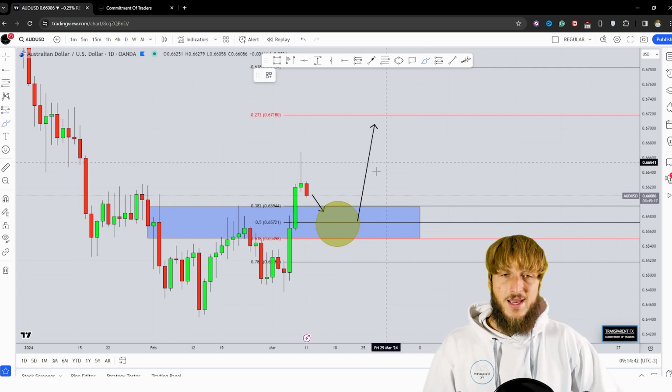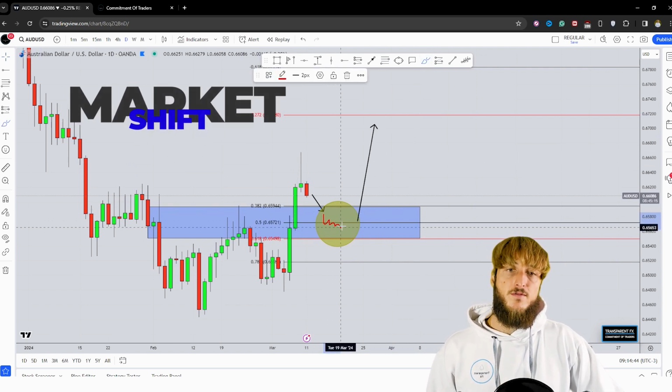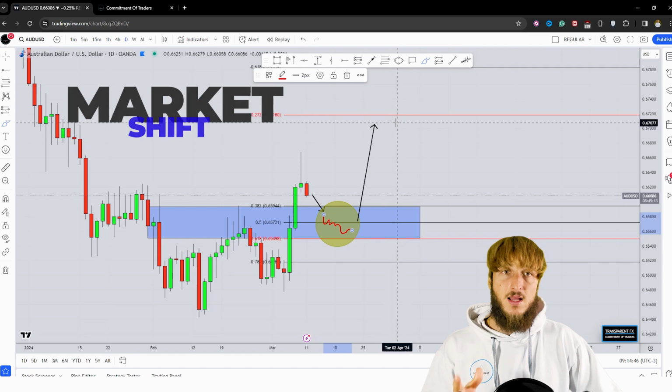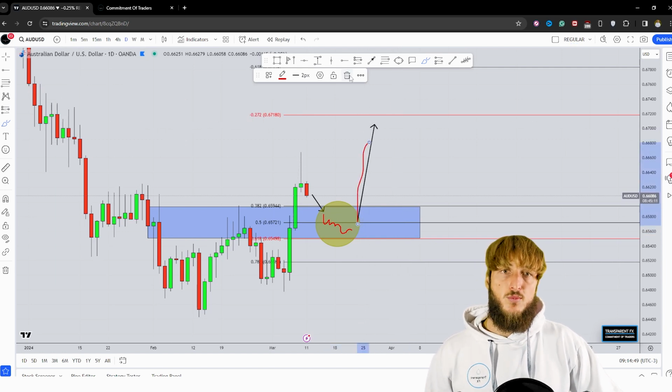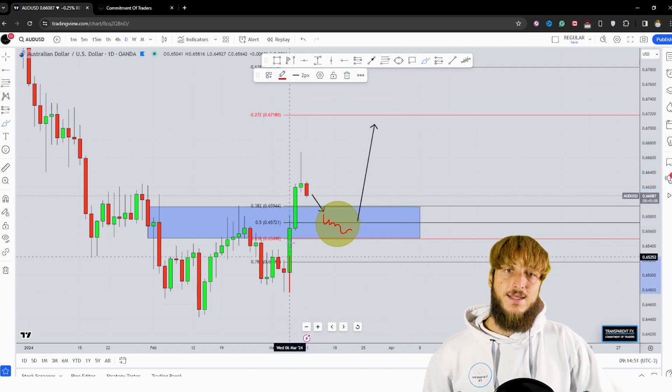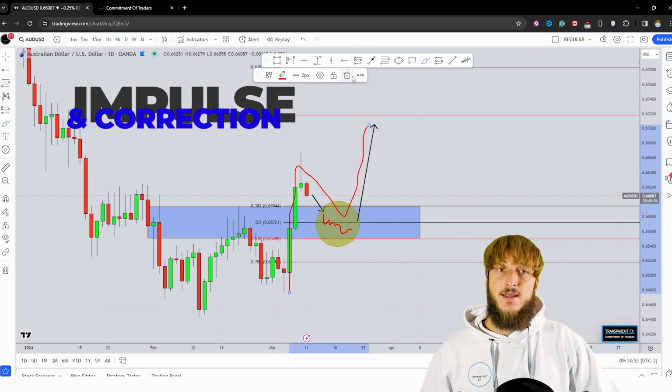Therefore, what I would expect is that if this market would shift from an intraday bearish to bullish market, at that point, I wouldn't be surprised to see a potential push higher, completing this daily impulse correction and impulse pattern to the upside.